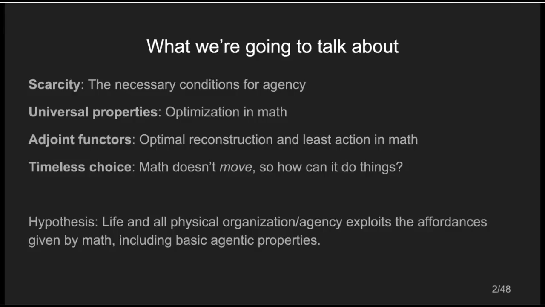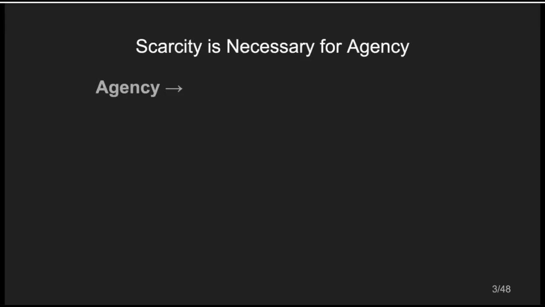And so the hypothesis lurking in the background, which I can't provide evidence for, but it's just sort of the idea that maybe can inspire some new questions, is that life and physical structures in general that have any agentic properties are able to do so because they exploit the affordances given to them by math, including basic agentic properties. So just like if you're evolving a triangle and you evolve the first two angles, you get the third angle for free. Maybe something similar is happening with agency where you get a lot of stuff for free.